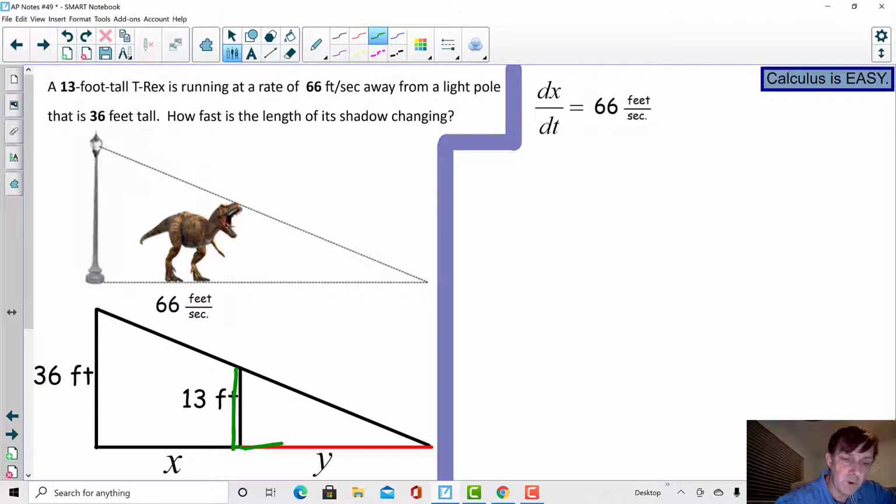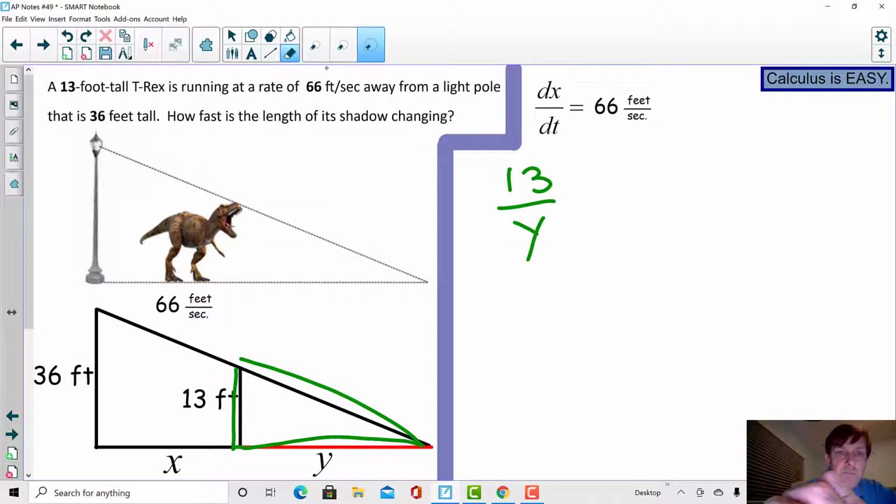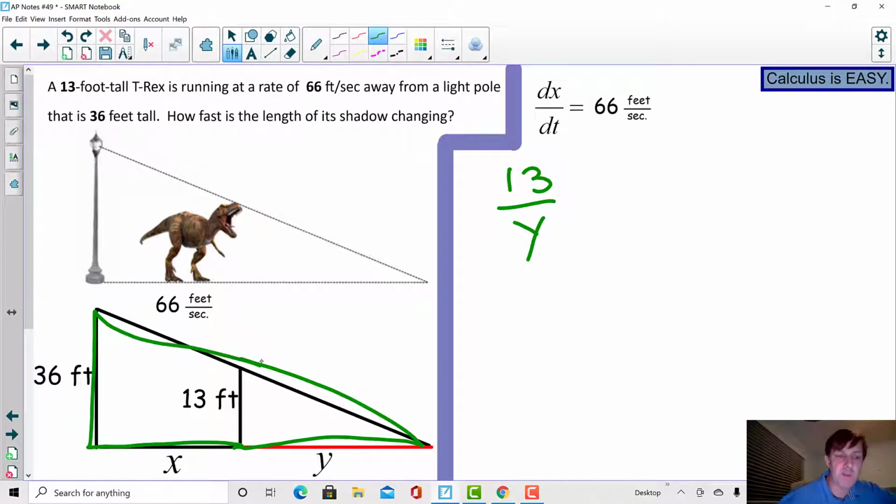First, let's look at the small triangle. I'm going to say 13 over y, so I'm using the left side over the bottom. I'm going to do the same thing for the big one. So here's the big one. Then I want the left side over the bottom. Left side is 36, and the bottom is x plus y.